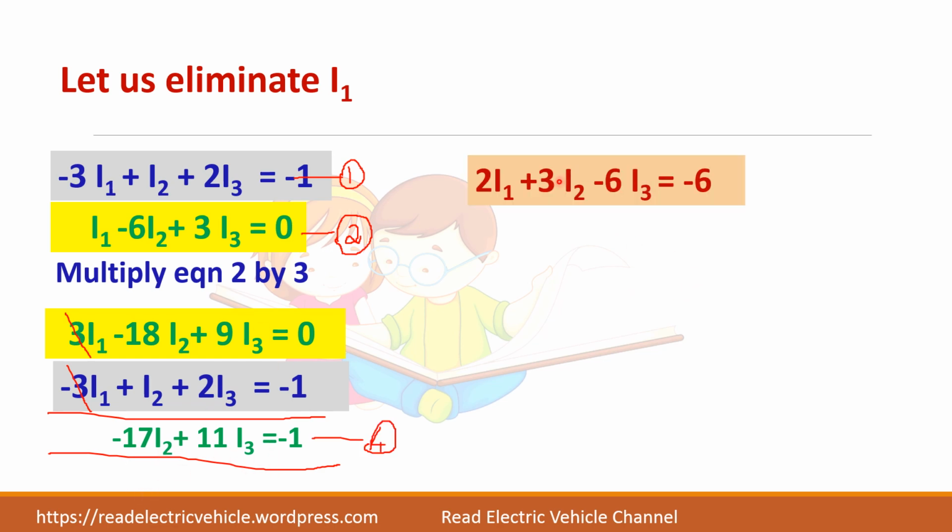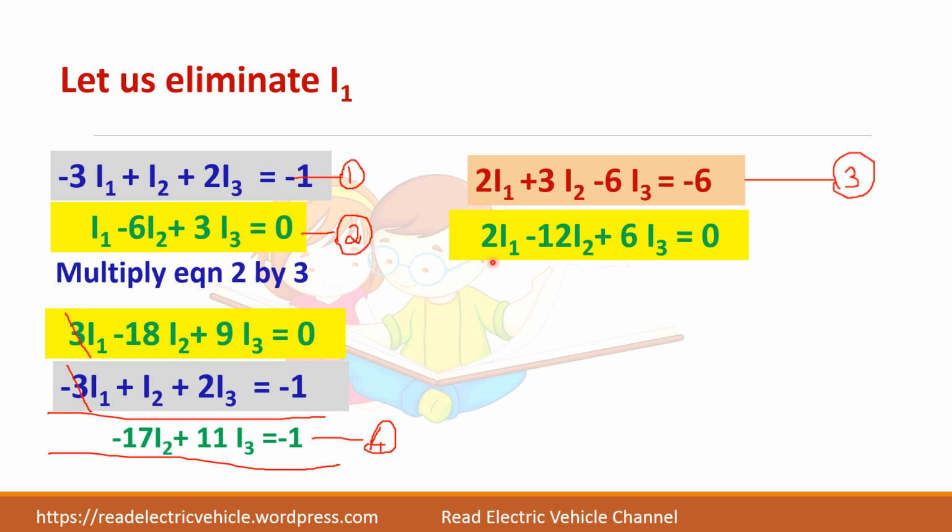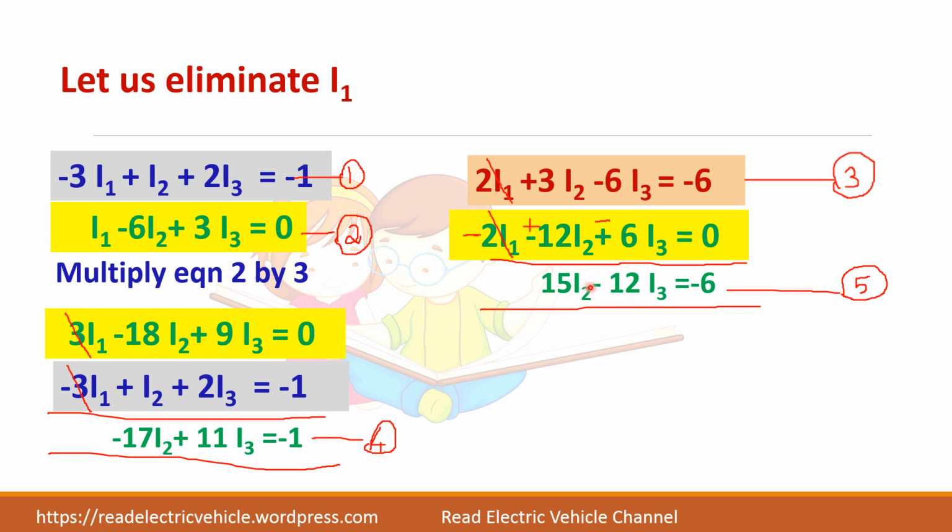Now you need one more equation. So what we can do is take the third equation, and you see here you have 2I1. If you want to eliminate I1, I have to multiply the second equation by 2. So let me multiply the second equation by 2. I will get 2I1 minus 12I2 plus 6I3 equal to 0. Since this is 2I1 and this is 2I1, you can subtract these two. So I have given the symbol minus. This minus will become plus and this plus will become minus. If you simplify this, you will get another equation, and mark it as 5. So now you have two equations and two variables, I2 and I3. Now you have to solve these two equations to find the values of I2 and I3.